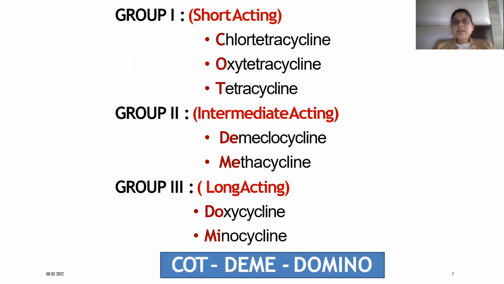Now, group 1 is short-acting: chlortetracycline, oxytetracycline, and tetracycline. Group 2, intermediate-acting, are demeclocycline and metacycline, remembered as "demi". And group 3, long-acting, are doxycycline and minocycline, remembered as "domino". These are the tetracyclines in the long-acting group.